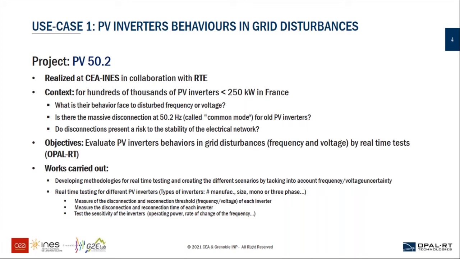This is why the objective of this project is to evaluate PV inverter behaviors in grid disturbance conditions by real-time tests. Works carried out here include developing a methodology for real-time testing and creating different scenarios to take into account the frequency and voltage uncertainty. Real-time testing was done for different inverters, for example, different types of inverters, different sizes, different manufacturers, different kinds of mono or three-phase inverters, etc.